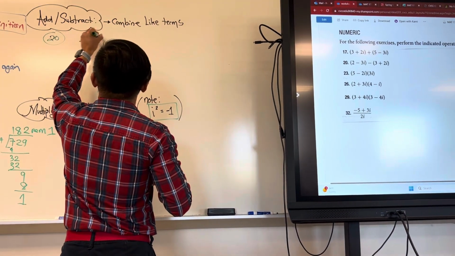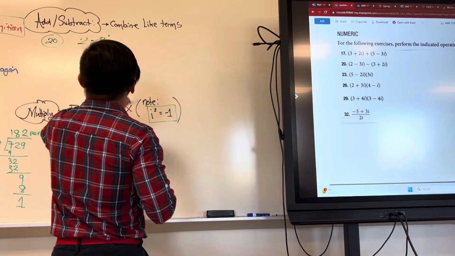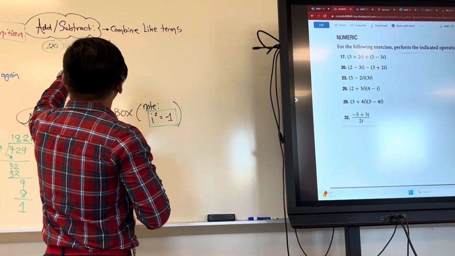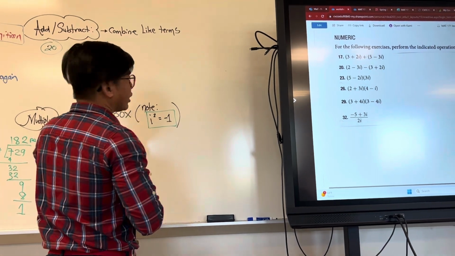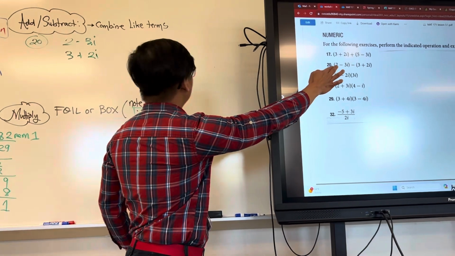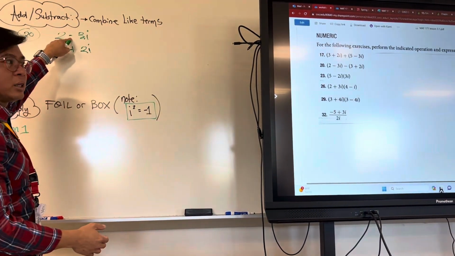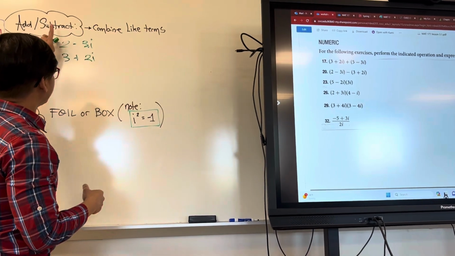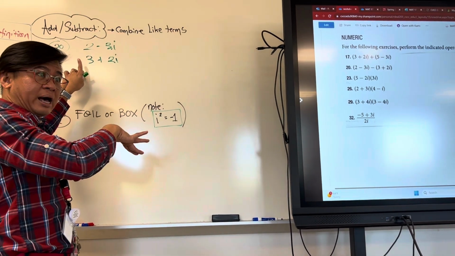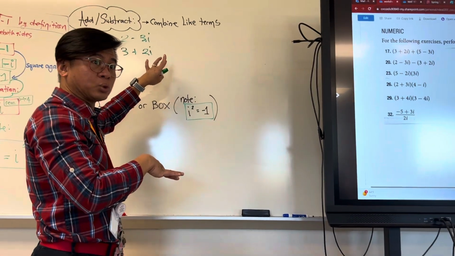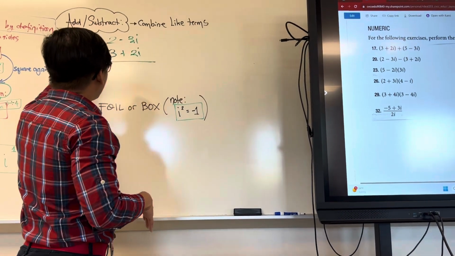Number 20 says 2 minus 3i, and then below it I'm going to put 3 plus 2i. So the 2 minus 3i is on top, and below it I'm going to put the 3 plus 2i. As you may notice, the reals are aligned vertically, and the i's, the imaginary numbers, are aligned vertically as well. Put a bar below them.